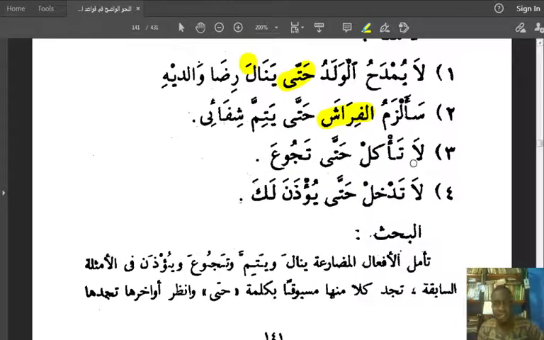Then he says لا تأكل حتى تجوع, do not eat until you are hungry. تجوع from جاع يجوع, to be hungry. لا تدخل حتى يؤذن لك, do not enter until you are permitted to. يؤذن لك, you are permitted to. لا تدخل البيوت حتى يؤذن لكم, do not enter people's houses until you are permitted to. So we have our hatta, and then the nasb here, and the nasb here. We have our hatta again, and then yatimma, taju'a, yu'udhana.